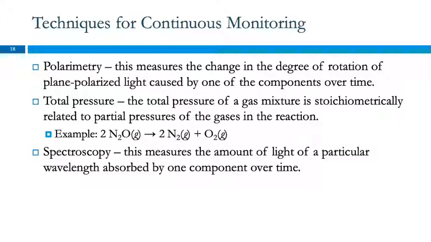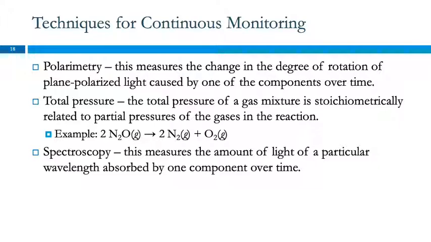So some molecules, like sugar molecules, will cause plane polarized light to rotate. So plane polarized light has all of its electric fields in the same plane. And you can measure what angle the plane is at, and if you pass it through a solution of a sugar, it will rotate the light, and you can measure that rotation. So if you have a solution where your sugar is being eaten up and it's going away, the concentration goes down and the rotation will get less and less, and so you can monitor it that way.